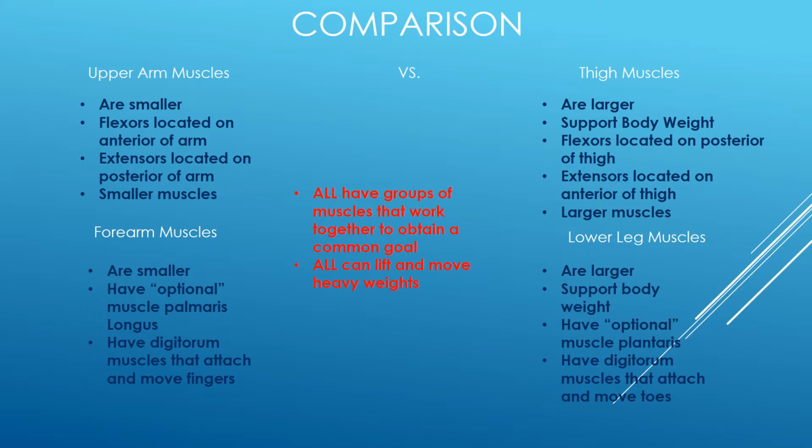To sum up, the upper arm muscles are smaller than thigh muscles. Flexors are located in the anterior of the arm, whereas flexors are located in the posterior of the leg. The lower leg muscles are stronger because they need to support body weight. Both the forearm muscles and the lower leg muscles have optional muscles.